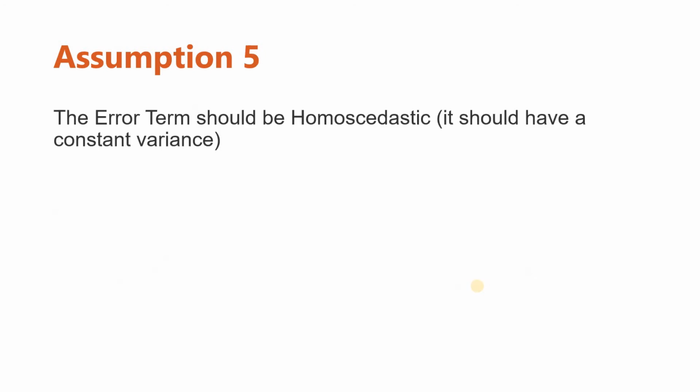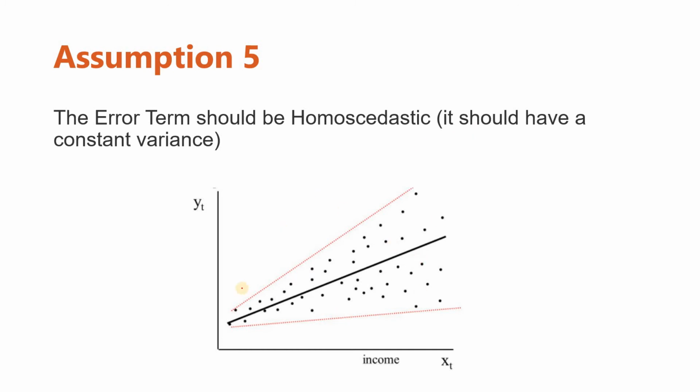Then assumption number 5: the error term should be homoscedastic. Okay, what does it mean? It means that it should have constant variance. Consider this particular data here: this is my output y and input feature x, which may be income. Based on that, suppose we are predicting something. Now see, this is a scatter plot of my data set, and this is the line which we get after applying linear regression, right? So you can understand, see, these are my errors. You can plot them for each individual point.